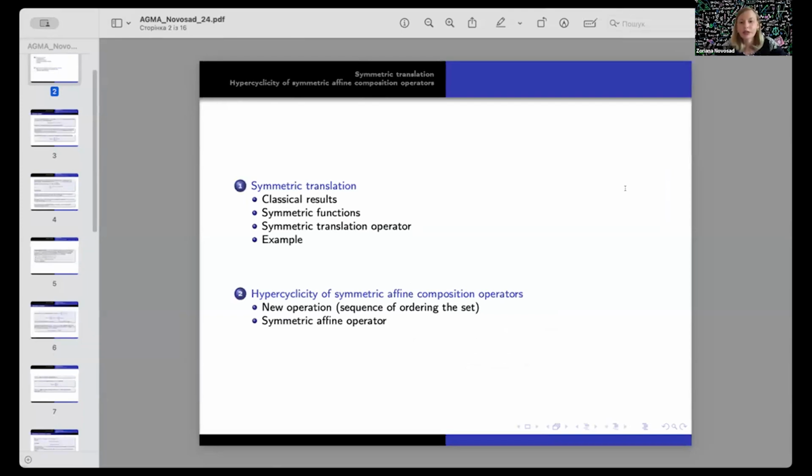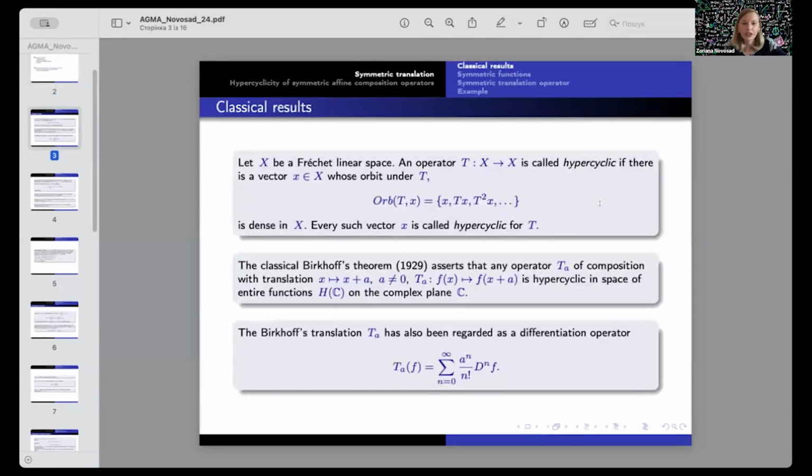I will start with classical results, the hypercyclicity criterion, symmetric functions, and the symmetric translation operator, and I will introduce some examples. In the second part, I introduce a new operation in the algebra of symmetric functions. I will call this operation a sequence of ordering the set, and I will introduce a symmetric affine operator. So I will start with the definition.